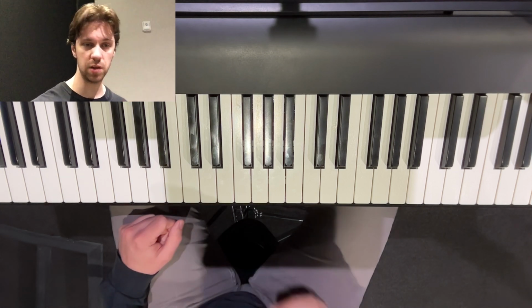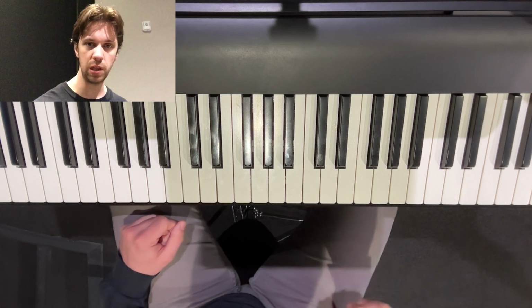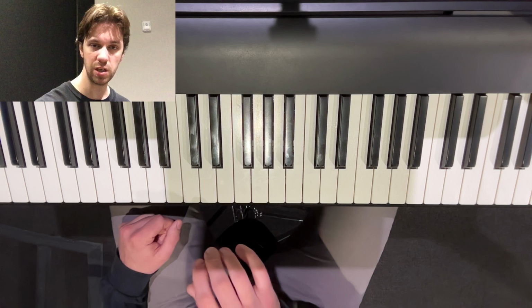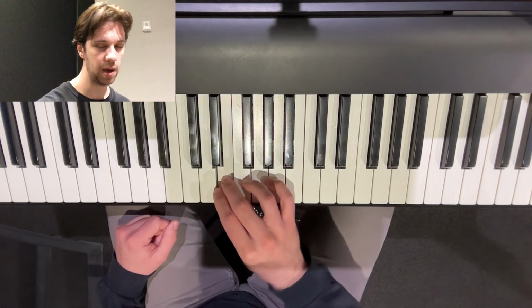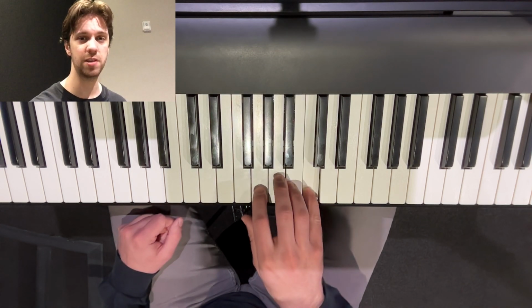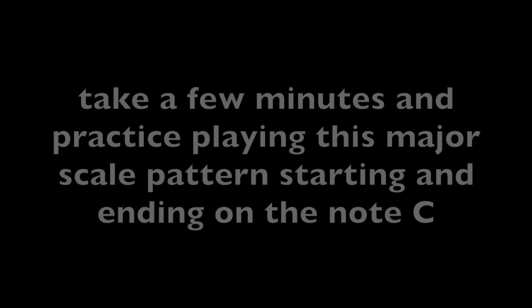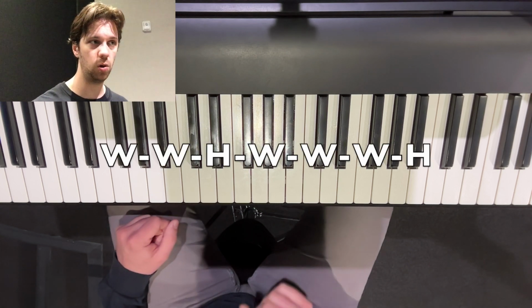So this gives us our major scale pattern, playing from C to C with only the white keys. C, D, E, F, G, A, B, C. And the whole steps and half steps go whole step, half step, whole step, whole step, whole step, half step. That's the pattern of the major scale. Whole, whole, half, whole, whole, whole, half.